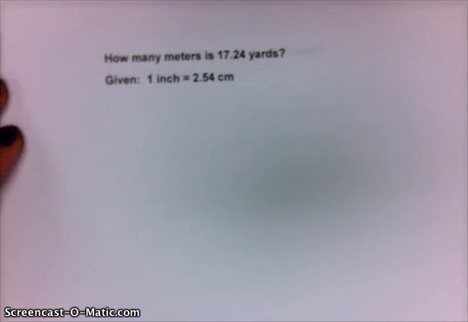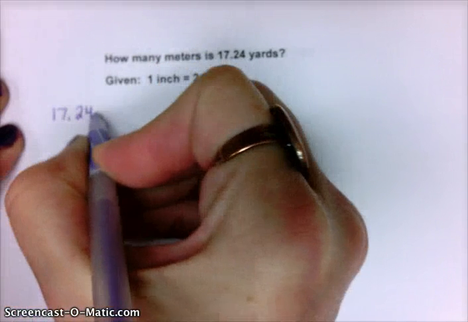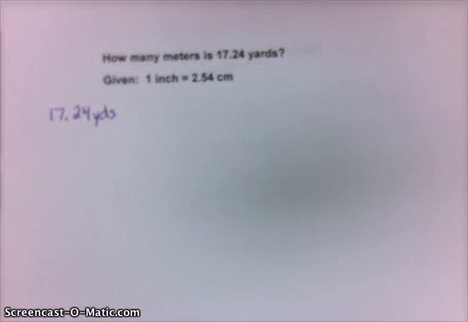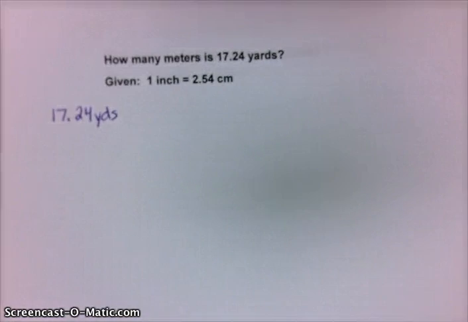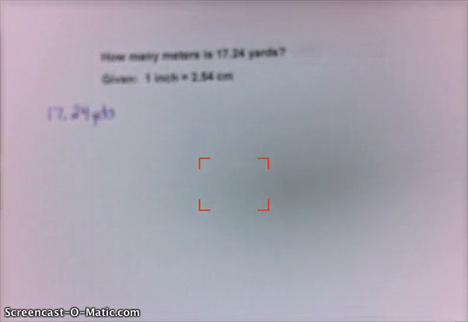So we always start conversion problems with what we were given, and we were given 17.24 yards. That is what we were given, 17.24 yards. What do we know about yards? Well, we know about feet and yards. We know that there are 3 feet in 1 yard.